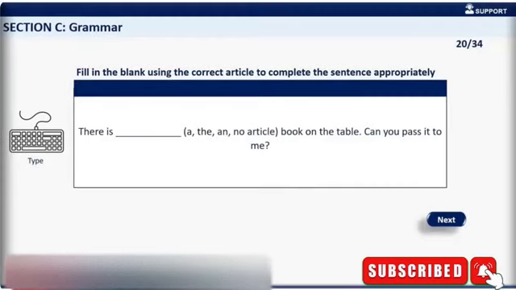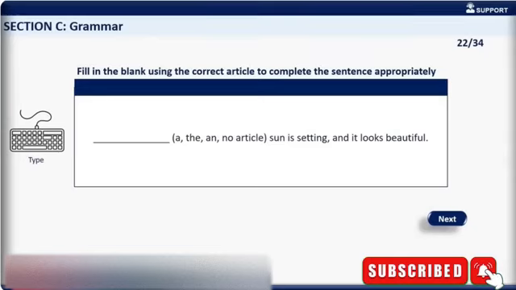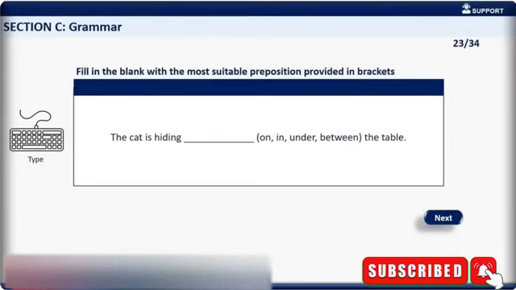Let's move on to the next question. There is dash a book on the table. Can you pass it to me? So the correct answer in this case is going to be, there is a book on the table. Can you pass it to me? Let's move on to the next question now. We stayed at dash hotel near the beach. So the correct answer in this case is going to be, we stayed at a hotel near the beach. Moving on to the next question now. Dash the sun is setting and it looks beautiful. The correct answer is, the sun is setting and it looks beautiful. Let's move on to the next question now.